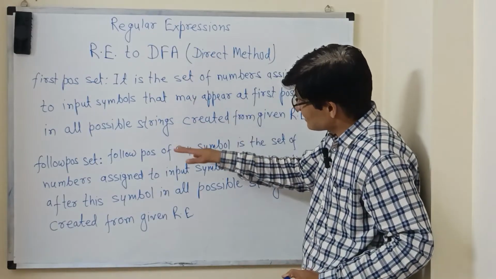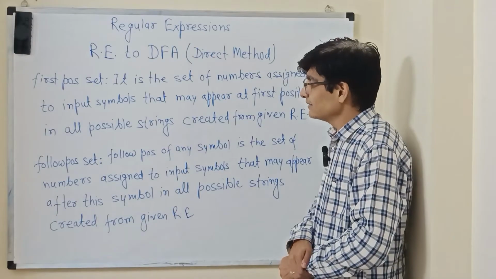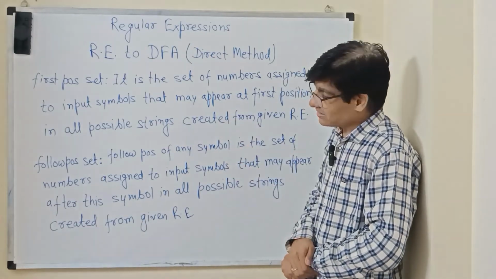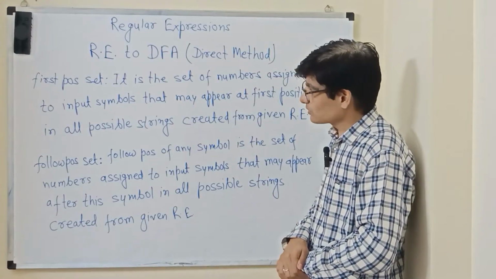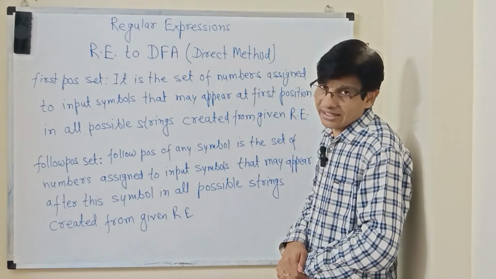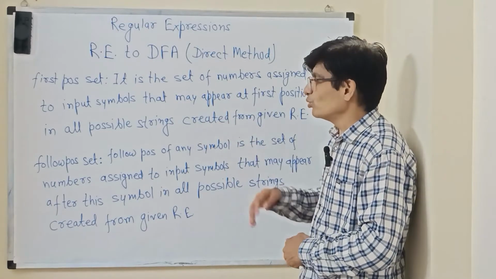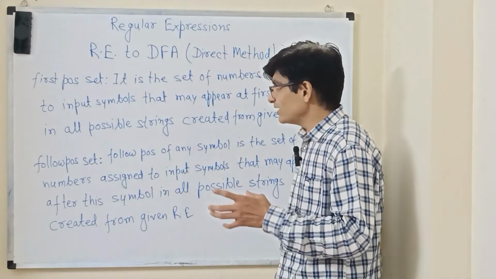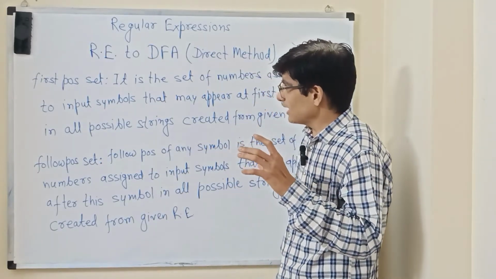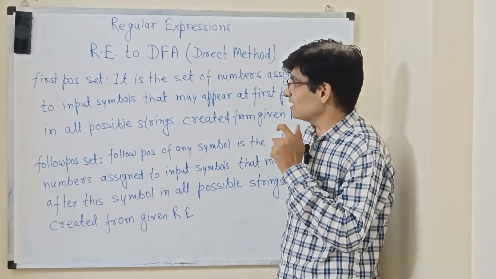So these are the definitions of first pos set and follow pos set, and I will take an example. We will create first pos and follow pos sets for a regular expression as an example, so it will be more clear to all of you. Now we will start with an example regular expression and we will create a DFA for this.